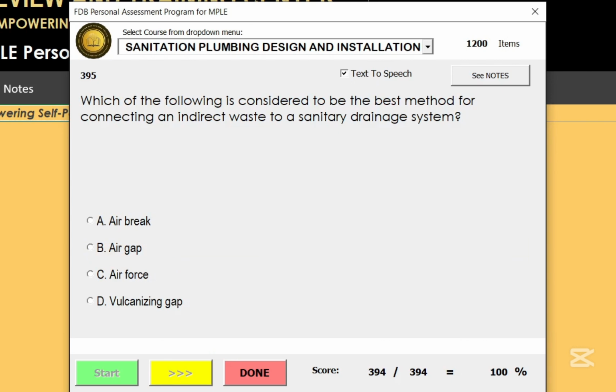Which of the following is considered to be the best method for connecting an indirect waste to a sanitary drainage system? A. Air brake, B. Air gap, C. Air force, D. Vulcanizing gap. Please pick your choice. Option A is your choice, and it's the correct answer. Well done.